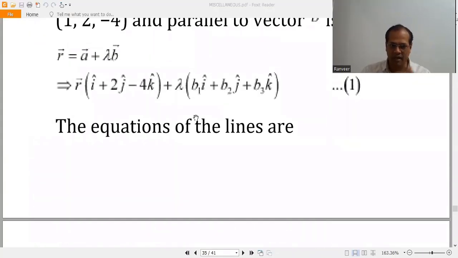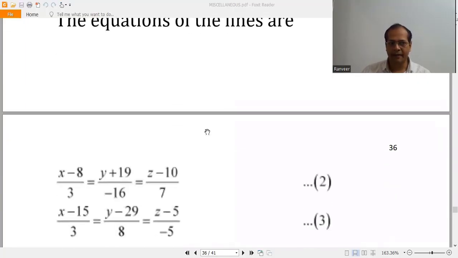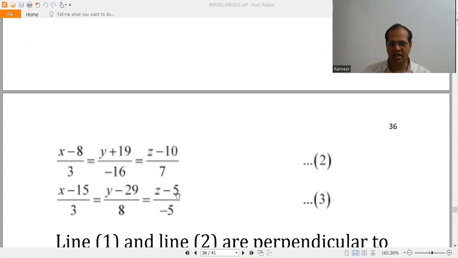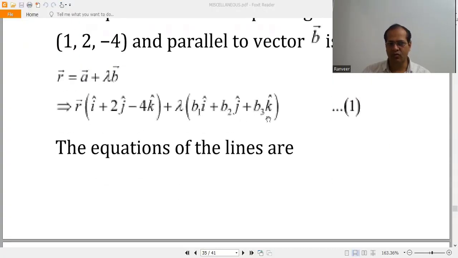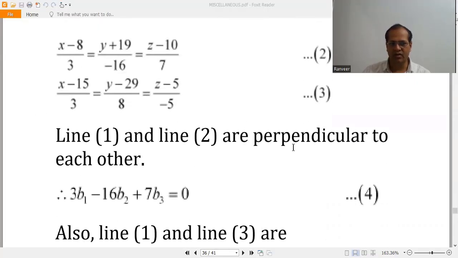Now this is the first equation, the equation of the line, given here as x minus 8. This is the second and third. Now line 1 and line 2 are perpendicular to each other. So if they are perpendicular, then the product of their direction ratios is equal to 0. So in this case, 3 into b1 minus 16 into b2 plus 7 into b3, whatever is in the denominator, this is equal to 0.